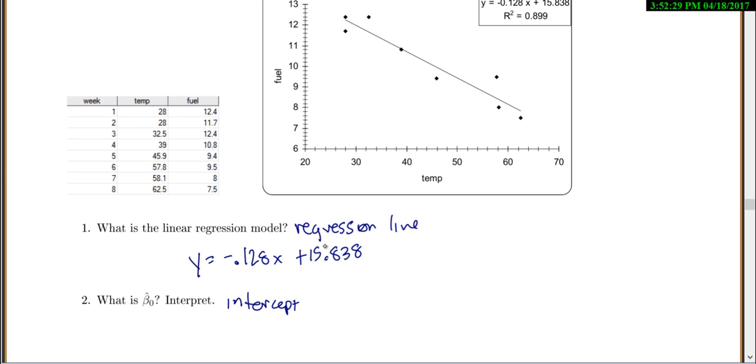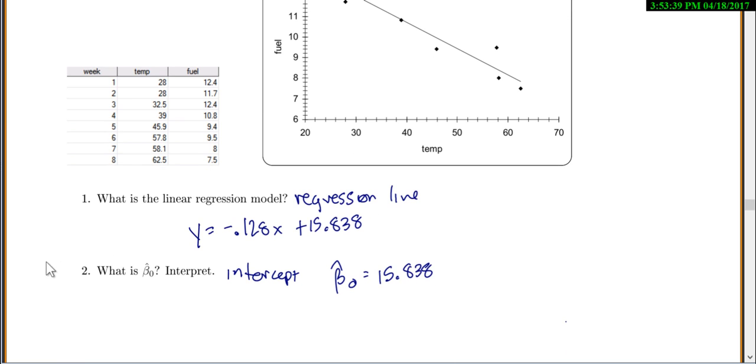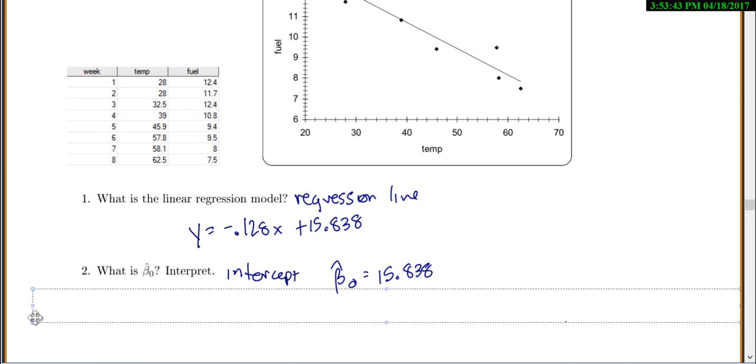So your estimate of the intercept is the number that's by itself. Remember, slope is always next to the x, the intercept's by itself. So our estimate for our intercept is 15.838. Now, let's interpret it. So the interpretation of the intercept is always if x is 0, y equals 15.838. So that's kind of your basic.